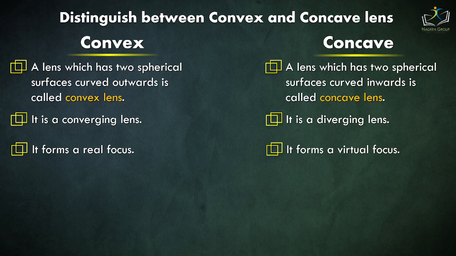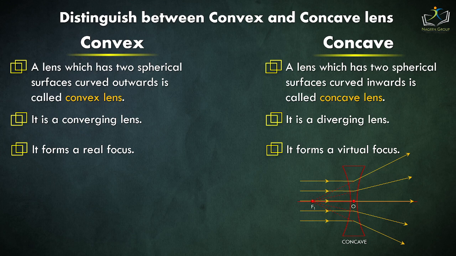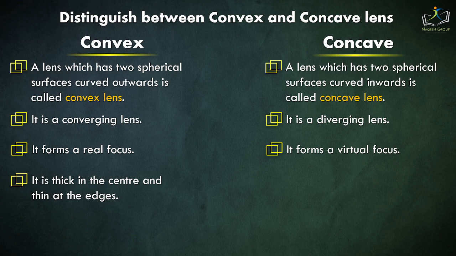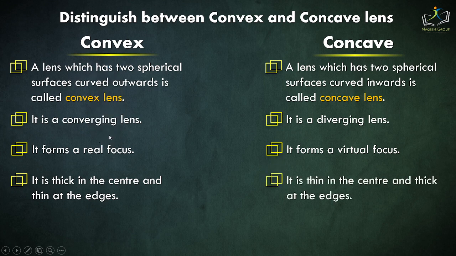Here we observe it forms a virtual focus, because these lines are not actually meeting at a point. It seems to appear from this focus, so that's why we call it a virtual focus. It is thick in the center and thin at the edge. You can observe here it is thick at the center and thin at the edge. In concave it is thin in the center and thick at the edge.